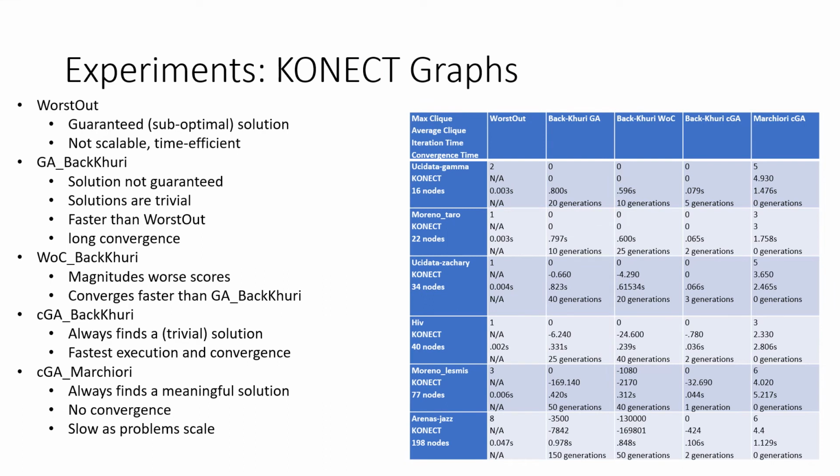I just wanted to point out that the Marchiori solution is not always the best out of these, so it's not uniformly better than, for example, the worst out heuristic. We can see that with the Arenas Jazz graph, which is representing the collaborations between different jazz musicians at the time it was collected. In this case, the worst out heuristic actually gets a clique size of 8 as opposed to the clique size of 6 found by Marchiori.